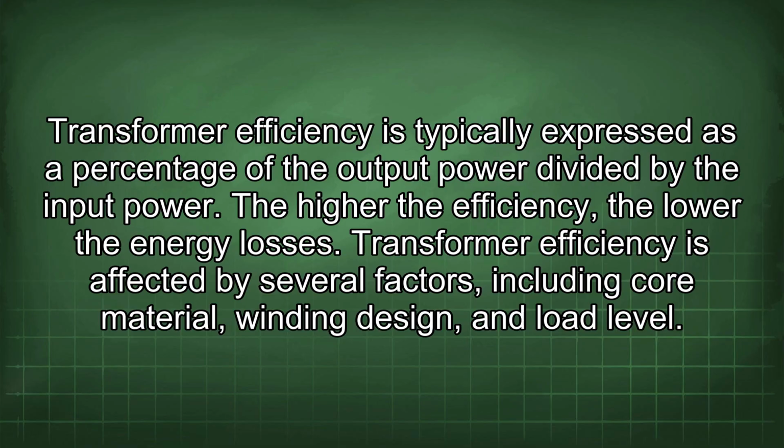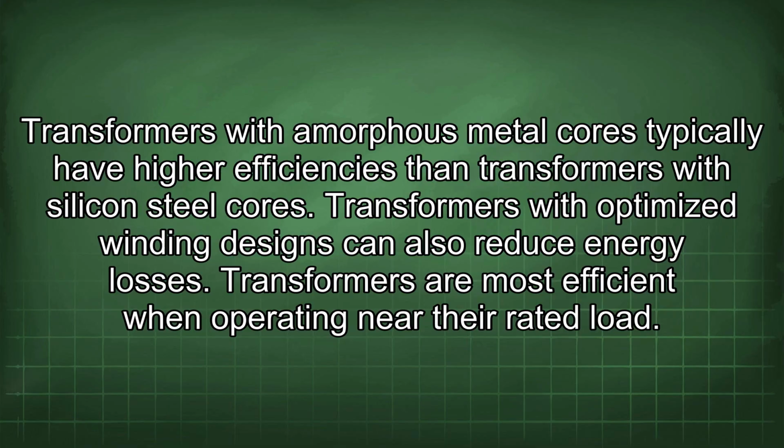Transformer efficiency is affected by several factors, including core material, winding design, and load level. Transformers with amorphous metal cores typically have higher efficiencies than transformers with silicon steel cores. Transformers with optimized winding designs can also reduce energy losses. Transformers are most efficient when operating near their rated load.